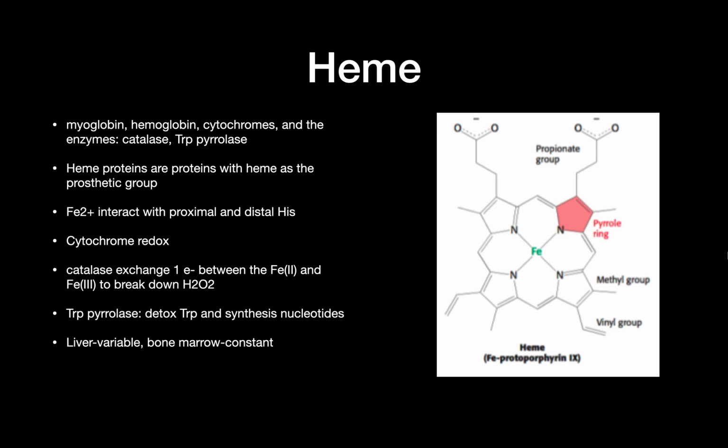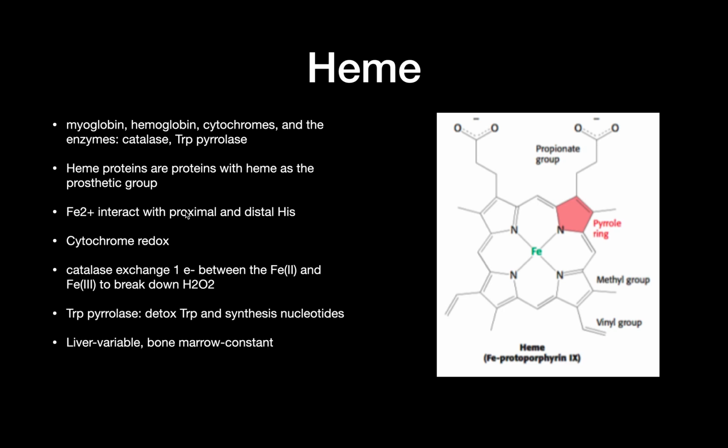So one of the main globular proteins is the heme proteins, and those are a complex of protoporphyrin 9 and the iron cation, and heme is the most prevalent metalloporphyrin in humans. It's found all over the place. It's in the myoglobin, hemoglobin, cytochromes, enzymes such as catalase and tryptophan pyrrolase. The heme proteins are proteins with heme as the prosthetic group. So prosthetic groups, if you remember, are permanent. They don't just attach.